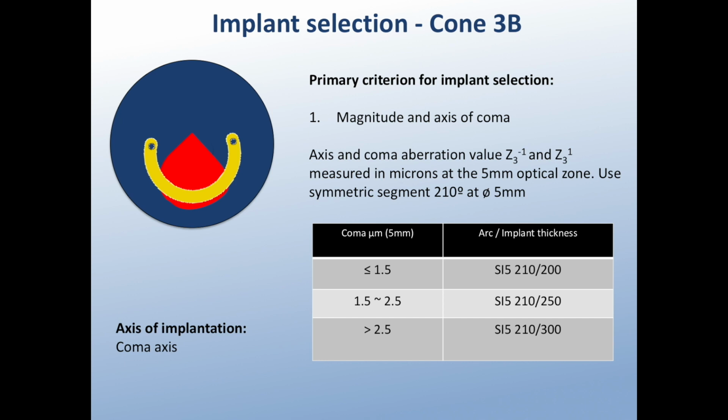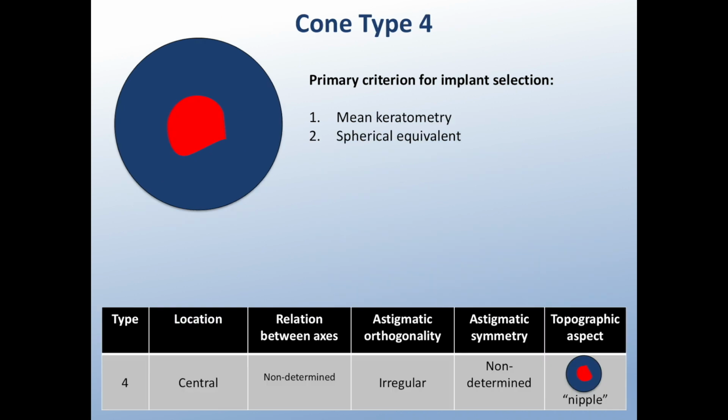Depending on the coma we must correct, we implant a 200, 250, or 300 micron ring if the coma is below 1.5, between 1.5 and 2.5, or above 2.5 microns in the area of 5 mm, respectively. Therefore, the aberrometric map with the measurement of the coma is essential in this type of identification.